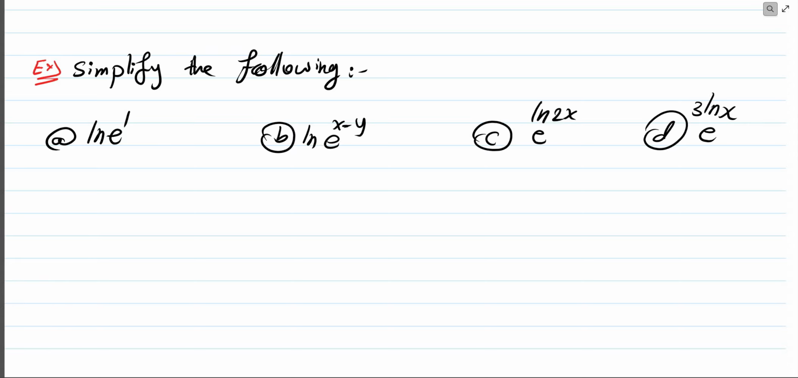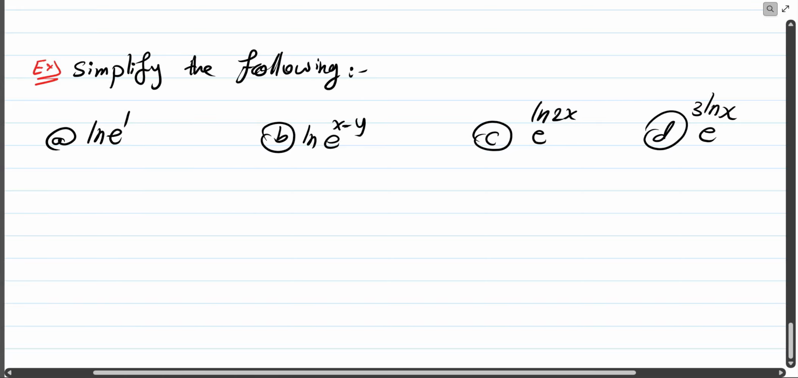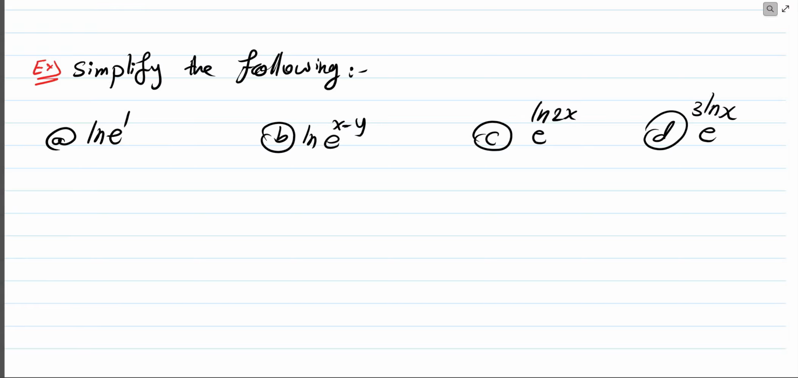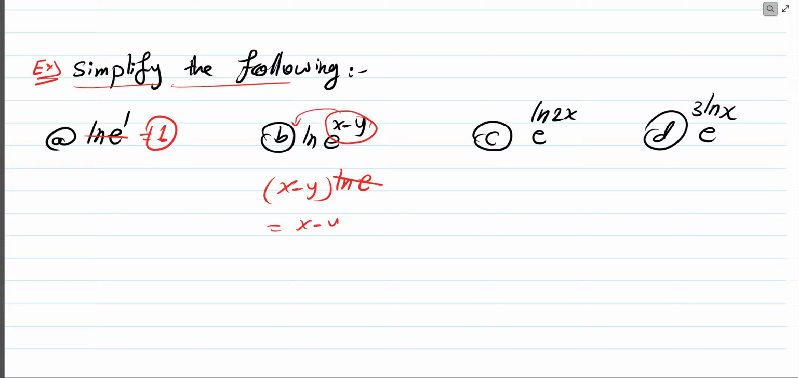Okay, students, at the end of this video, I want to explain or simplify some exercises related to ln and e. So let's simplify each of these expressions. First one, I have ln e power 1. As I told you, ln of e, they cancel each other, so we will get only 1. Next, ln e again, they can cancel, and you have a power. You can move the power back, or directly you can cancel. You can say x minus y times ln of e, and ln and e cancel each other, so we will get only x minus y.